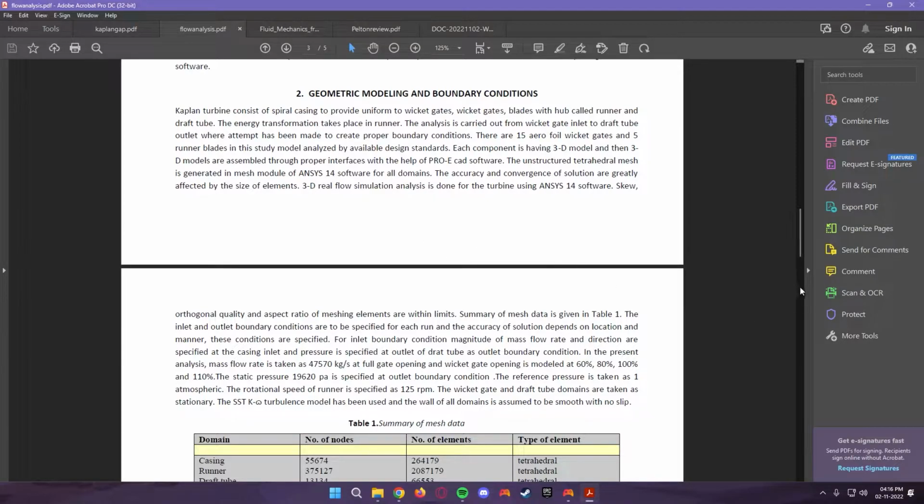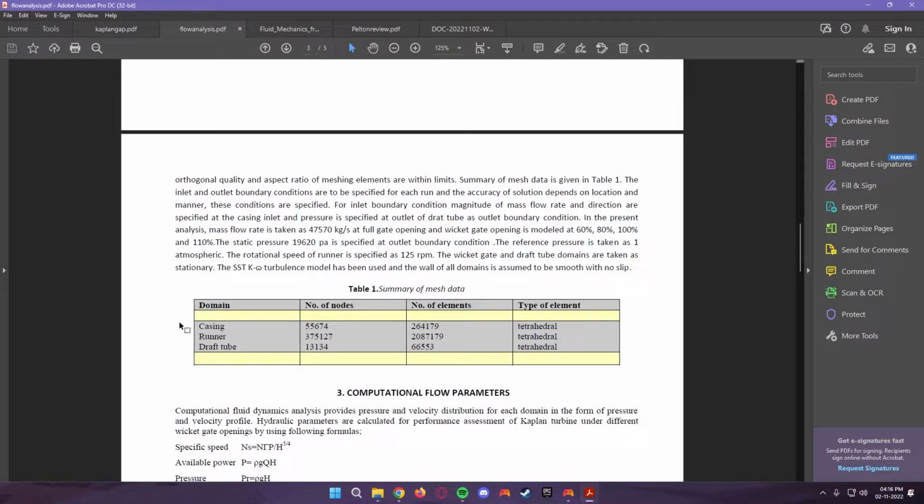Now, moving to the geometric modeling and boundary conditions. The Kaplan turbine consists of a spiral casing to provide uniform flow to the wicket gates, blades with the hub called the runner, and a draft tube. There are 15 aerofoil wicket gates and 5 runner blades in this study model, analyzed by available design standards. Here is the summary of mesh data which they have used for computational analysis.